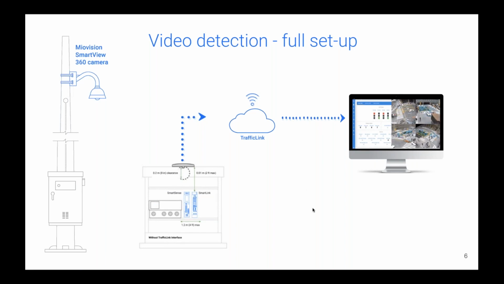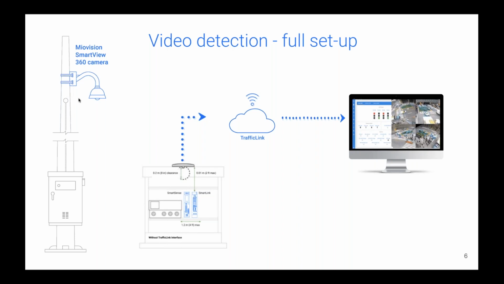So here's a quick diagram view of video detection as well. You can see down here in the cabinet, we've got the controller itself. We've got the Smart Sense and Smart Link right next to it. They are communicating up to the cloud. And again, here's the user accessible view.